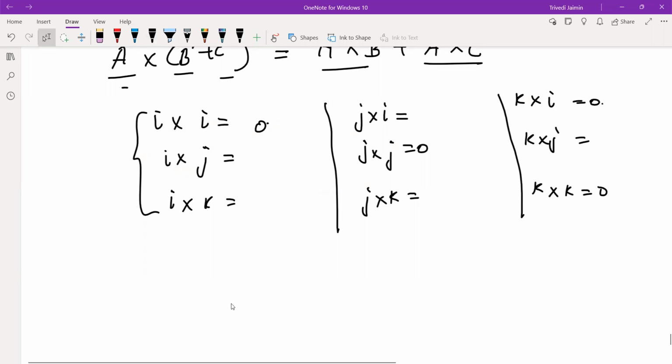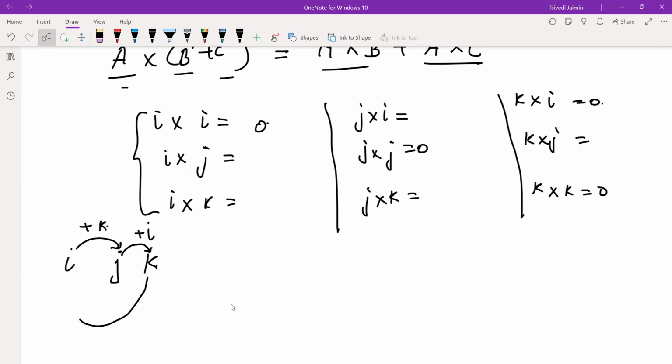Now, how to remember this? If you know, then good. If not, then learn it. Now, we are crossing this one. i cross j. So, what is left? Plus k. Now, j cross k. What is left? Plus i. The reverse of that is minus i. k cross i, plus j. i cross k is minus j.